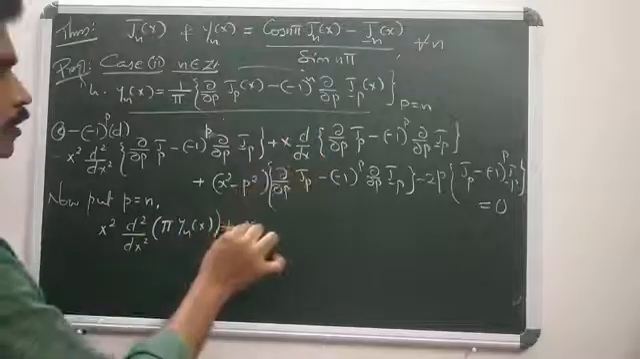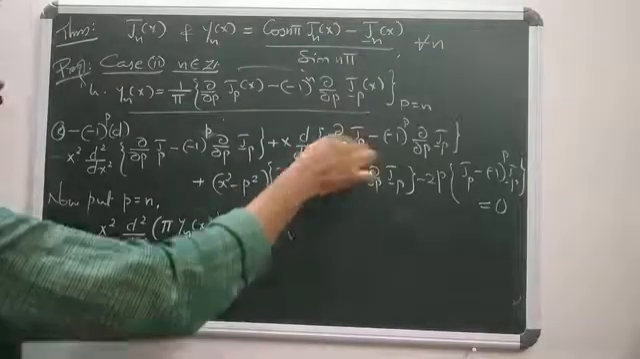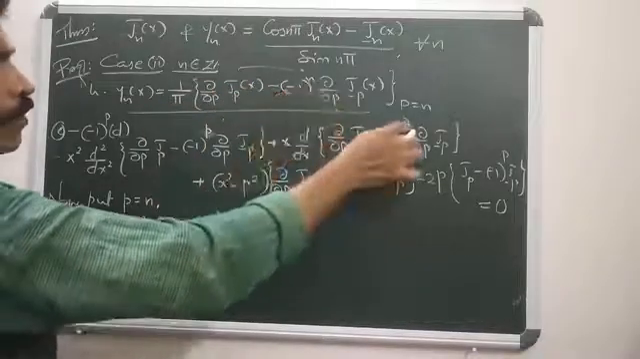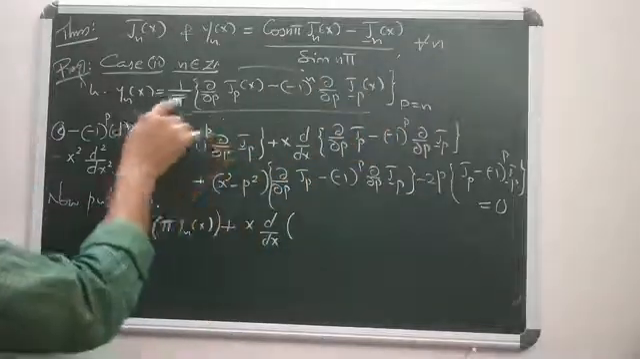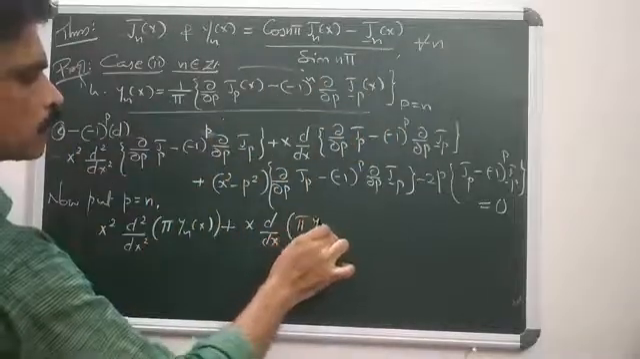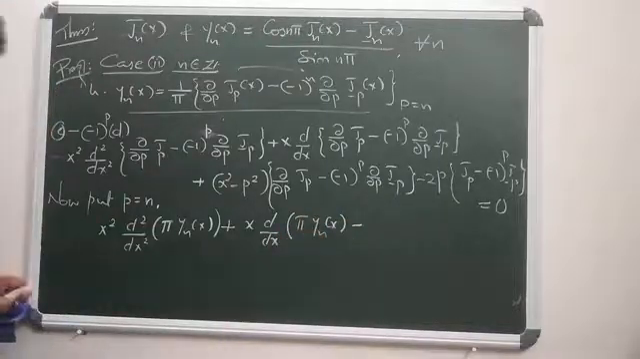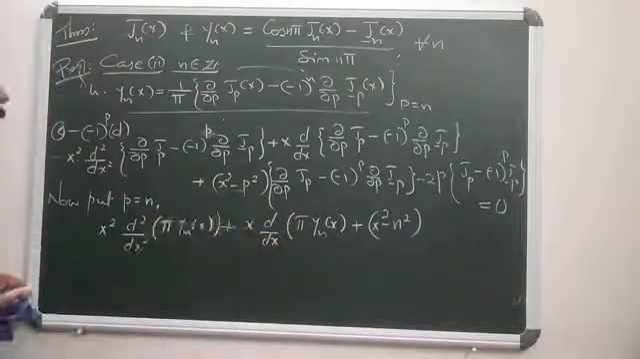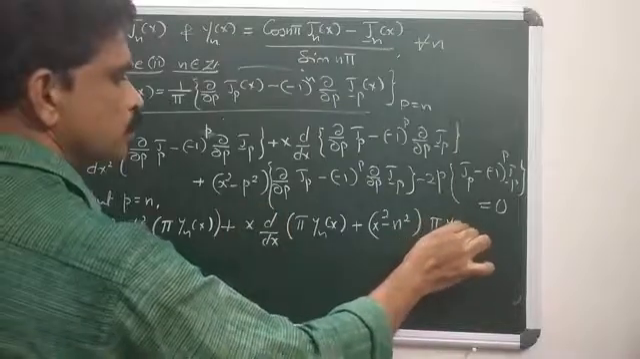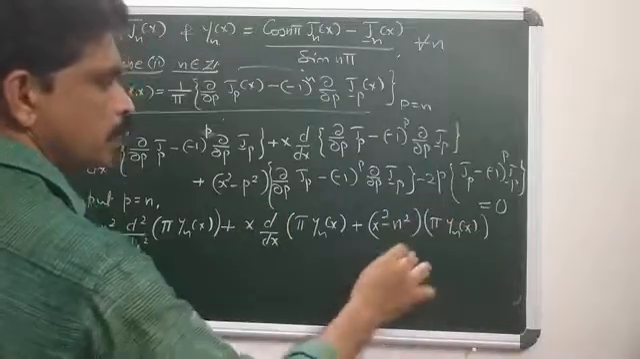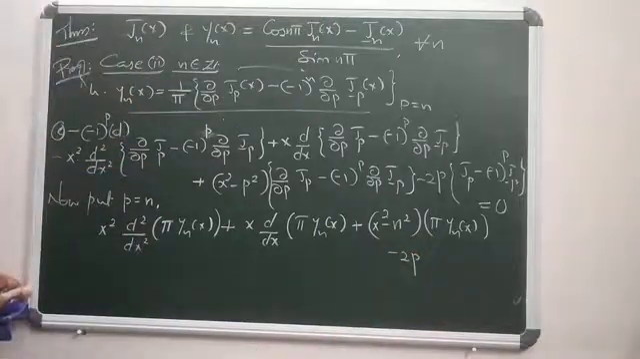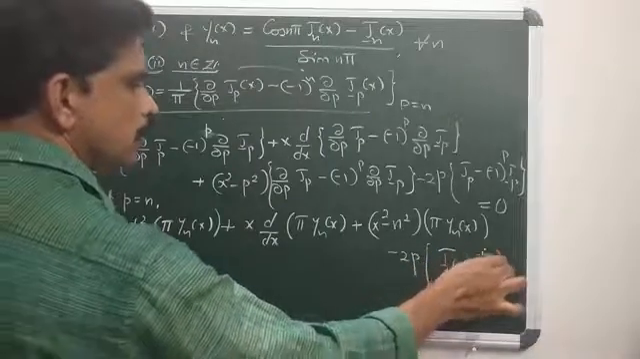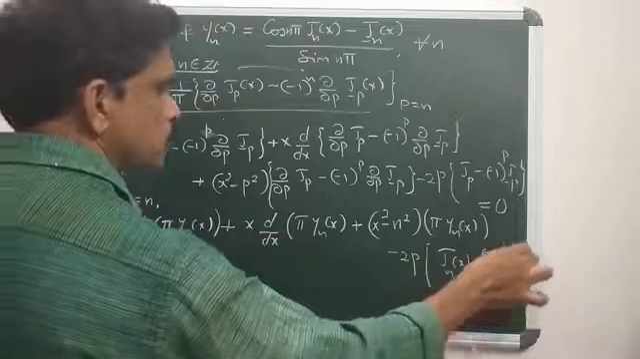Plus x into d by dx of del by del p of J_p minus (-1)^n del by del p of J_{-p} when p equals n, which is pi Y_n(x). Plus x square minus n square, not p square, because we chose p equal to n, into pi Y_n(x), minus 2p into J_p, meaning J_n(x), minus (-1)^n into J_{-n}(x) equals 0.